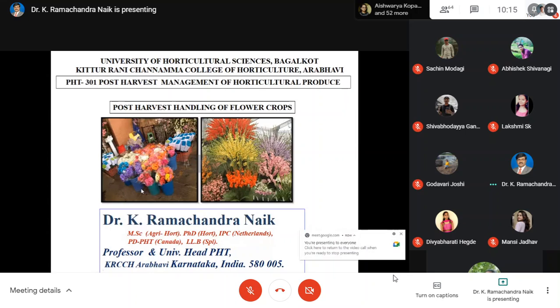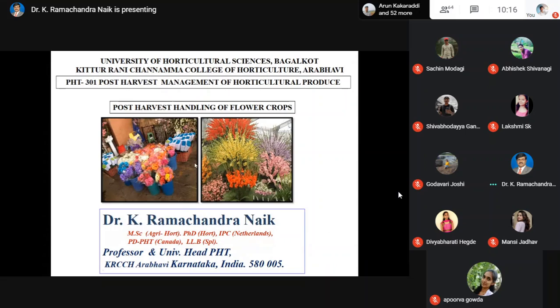So today, let us have a discussion on post-harvest handling of the flower crops. For your convenience, I have tried to combine all the information which is applicable to the flowers. Some of the information may be repeated because pre-cooling, for example, is an operation which is to be done for most of the horticulture commodities.